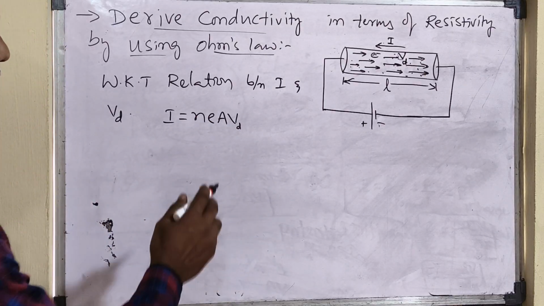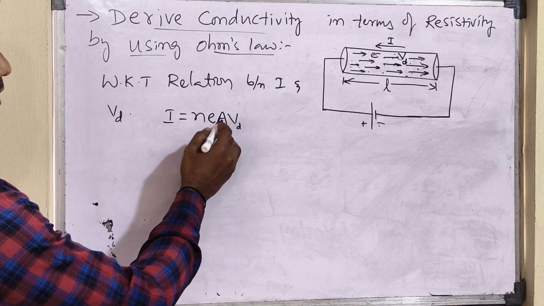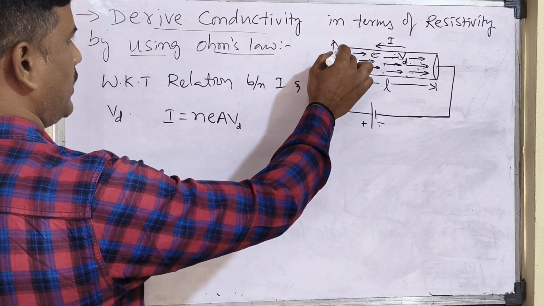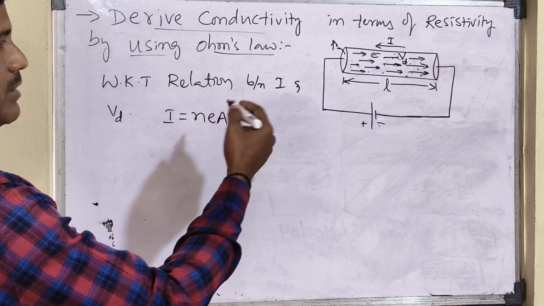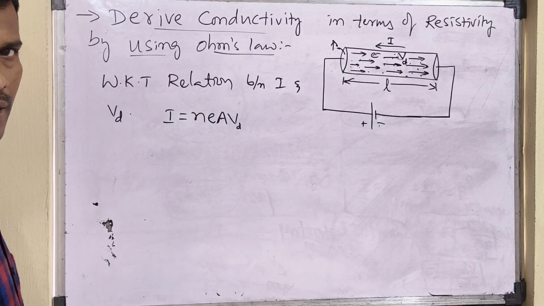Vd means drift velocity. e means electron charge. A means the area of the conductor. Its area of conductor is A. n means the number of electrons present. So that's why n. That is the relation.